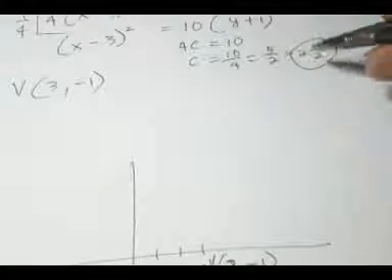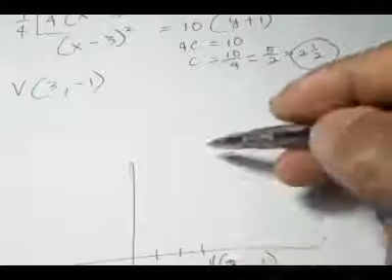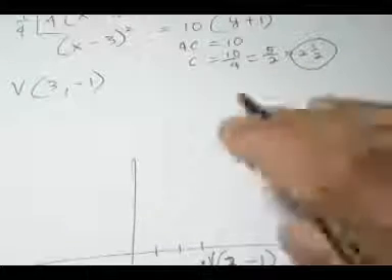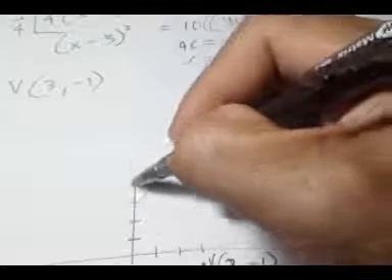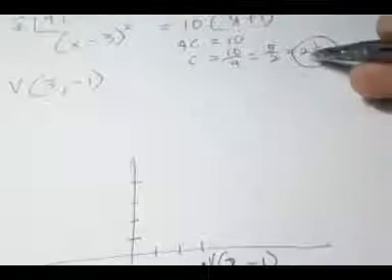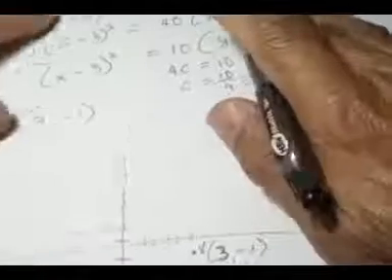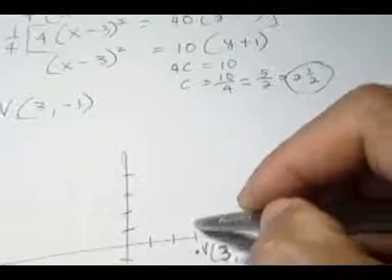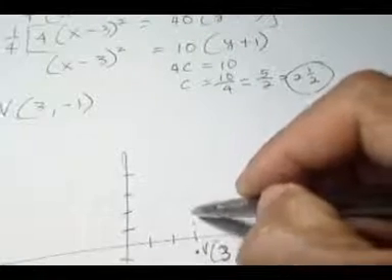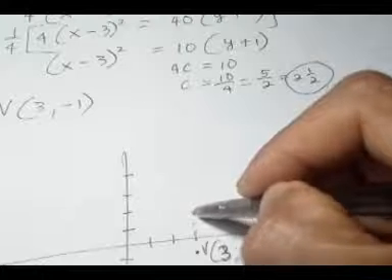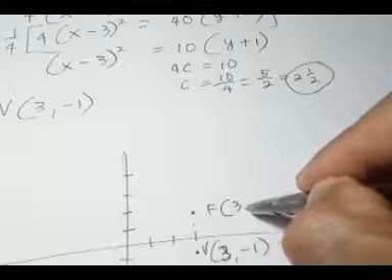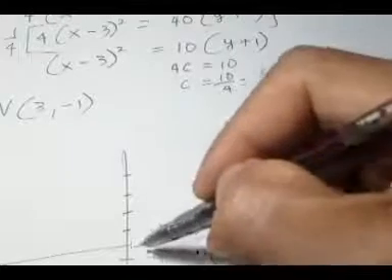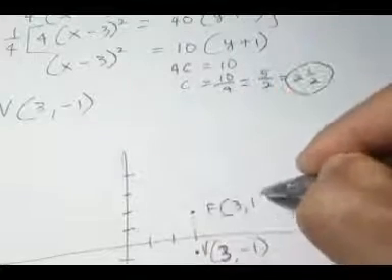Our focus is 2 and 1/2 above the vertex. So this is 1, 2, 3, 4. Let us count 2 and 1/2 units above. So this is 1, 2, and 1/2. So this is our focus, 3 and 1 and 1/2.